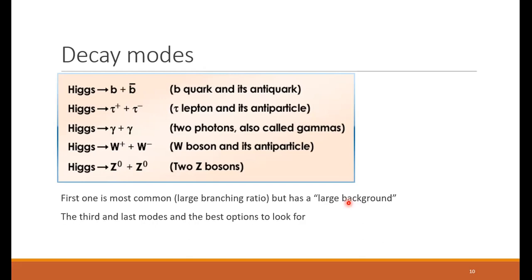The more likely best options to look for are the third option with the two gamma photons, or the last one with the two Z bosons. These are the ones that scientists then started to focus on when they were looking for the Higgs.